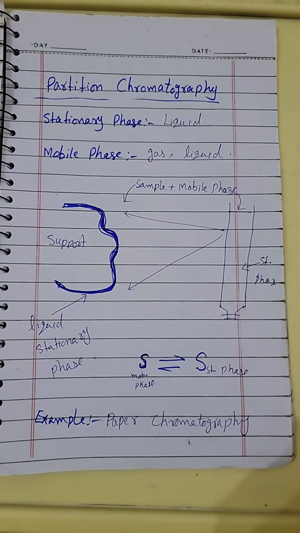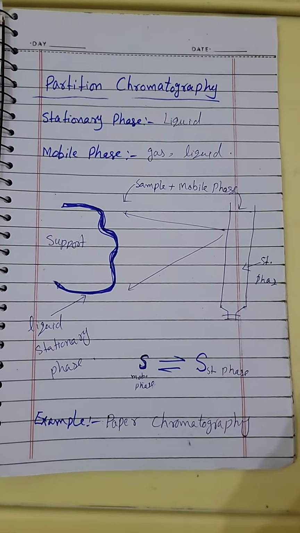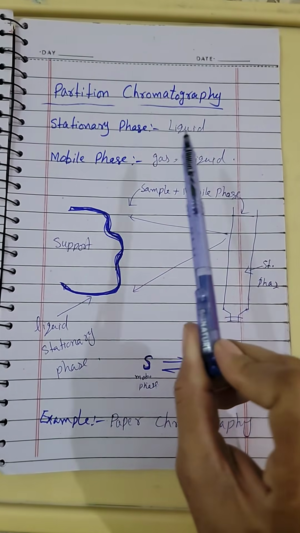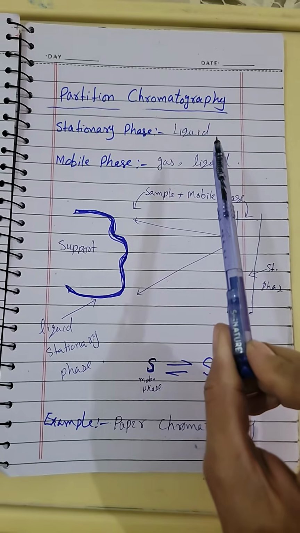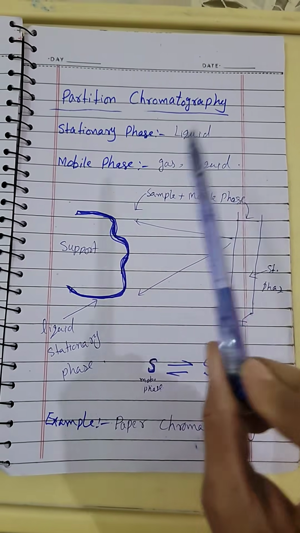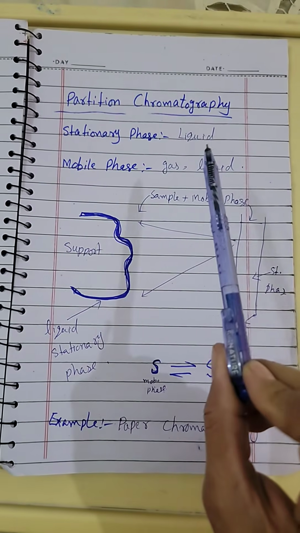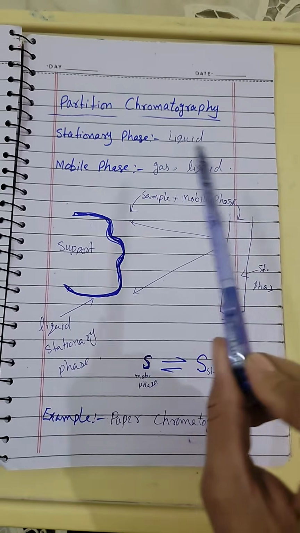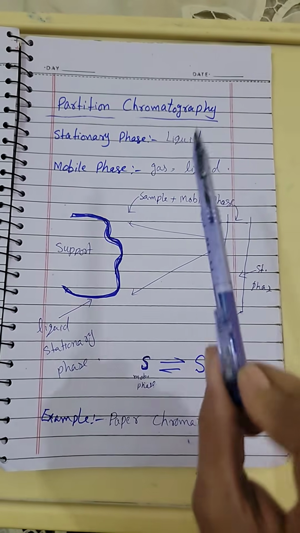Partition chromatography is a type of chromatography in which the stationary phase must be liquid. I mean, there is a compulsion that the stationary phase should be liquid. And this liquid stationary phase is coated on some support, because liquid cannot remain stationary without support. So a support is provided which keeps this liquid stationary phase in stationary form.